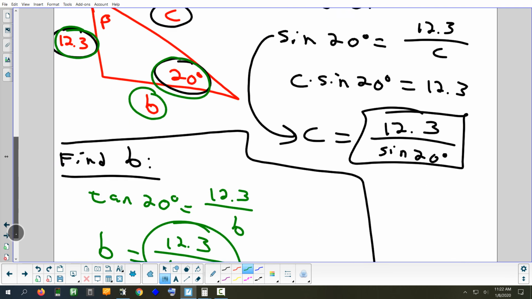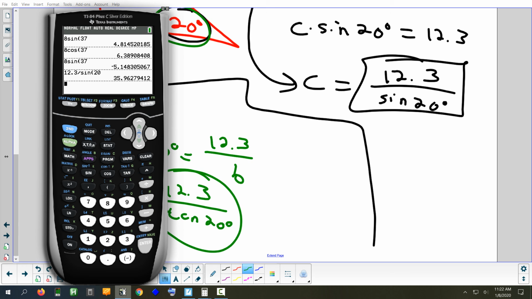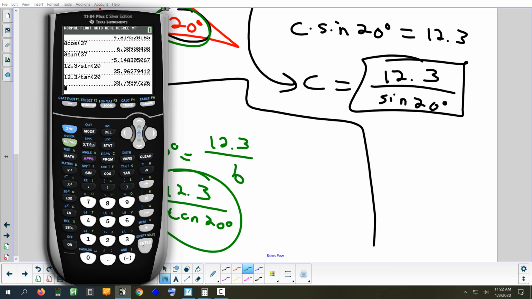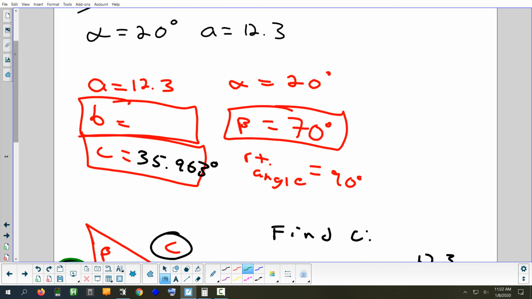So let's see if it comes out to between 24 and 48. Without a calculator, that's all I could tell you. All right, so tangent 20. And we get a number between what I said we should: 33.794. And I put a degree on C, sorry, I shouldn't have. Okay. Any questions on that?